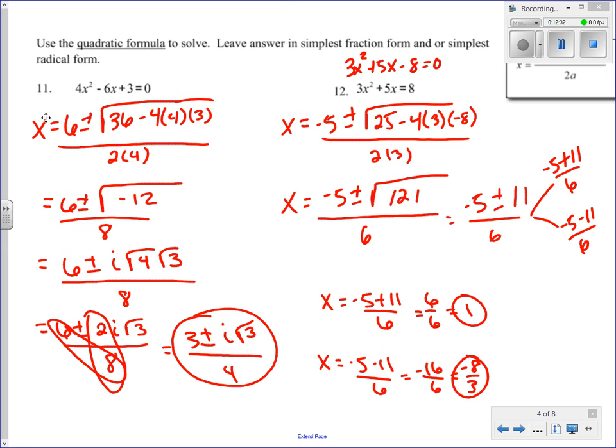So you can see the difference between 11 and 12. In 12, we got some final answers because up here we got rid of a square root where that 11's at. But over here, you can see we kept trying to break it down, but we still ended up with the radical 3.